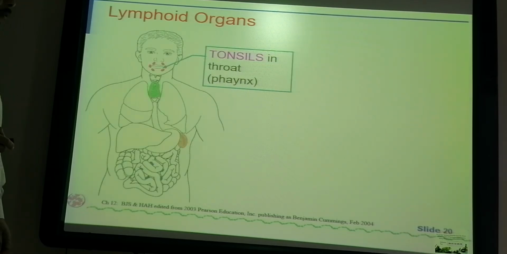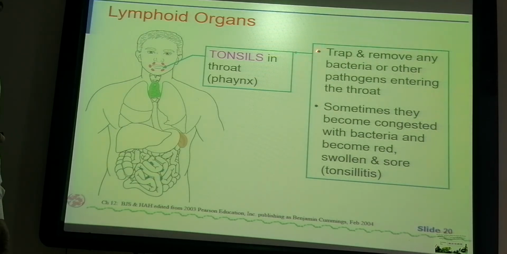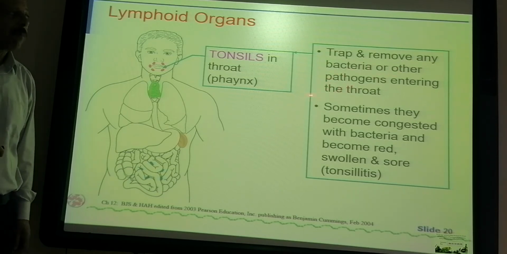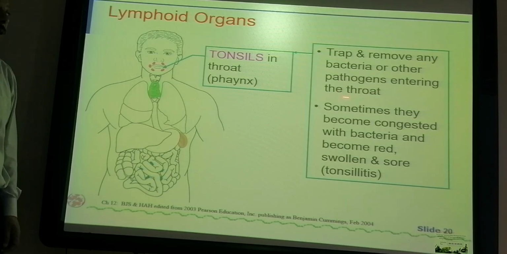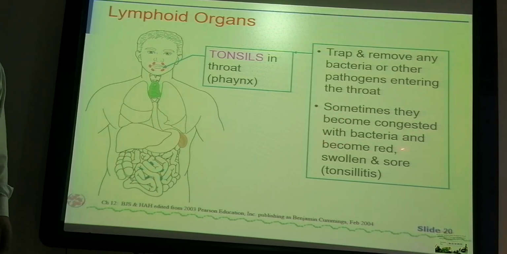In the lymphatic organs, we also have the tonsils. The tonsils are present in the throat, in the pharynx, and their function is to trap and remove any bacteria or other pathogen entering through the throat, to prevent it from going toward the circulation and other tissue. Sometimes they become congested with bacteria, red and swollen, and a sore throat will be there, which is tonsillitis. It is due to trapping of too much bacteria there, which might lead to infection.